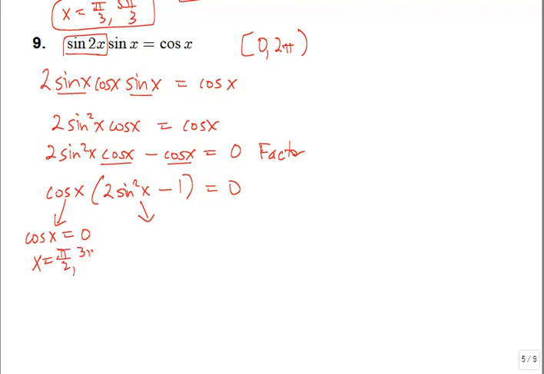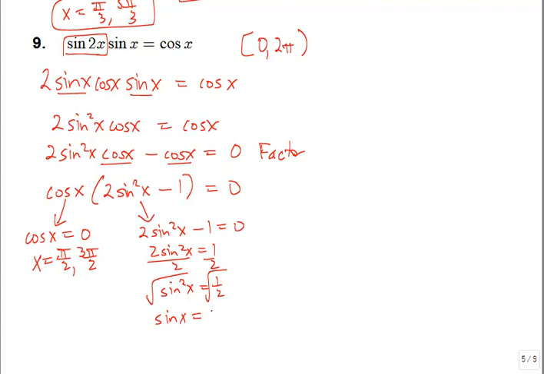Pi over 2 and 3 pi over 2. Now let's go to this second factor. Here we have a little bit more work to do. We're going to set it to 0, and I need to isolate that trig function, so I'm going to add 1, then divide by 2, and because this is not sine x but sine squared x, to undo the square I need to take a square root of both sides.